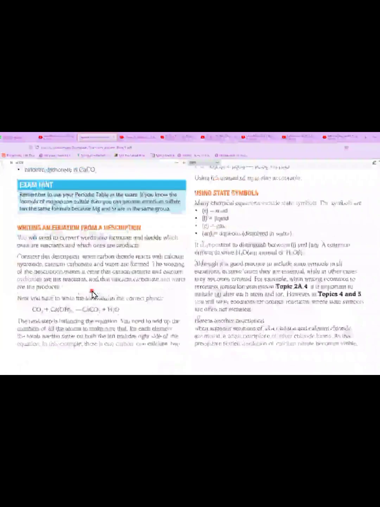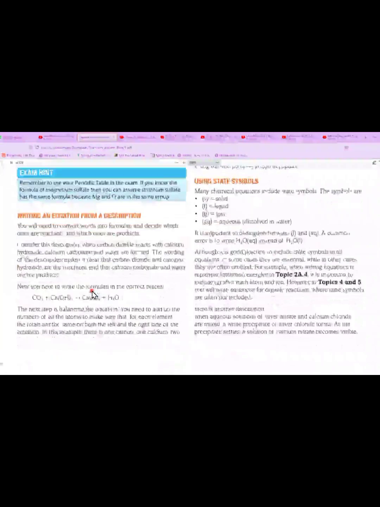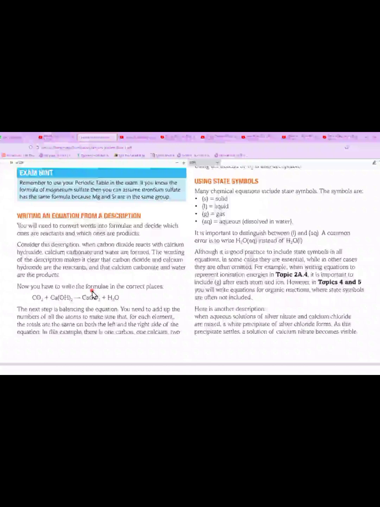Now you have to write the formulae in the correct positions so that you can balance them correctly as well. Carbon dioxide and calcium hydroxide, at the end, will give rise to calcium carbonate. This is going to be the most usual product. When calcium and carbon are available, they will straight away combine together and give you the white fumy appearance. In this case, the carbon dioxide over here is available.